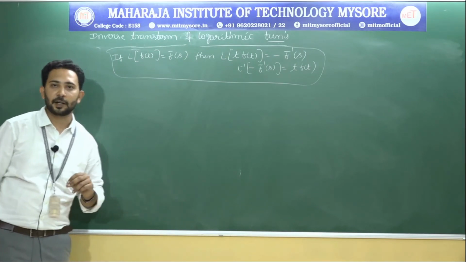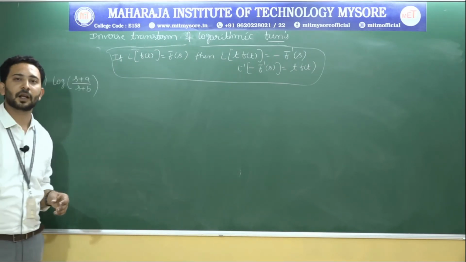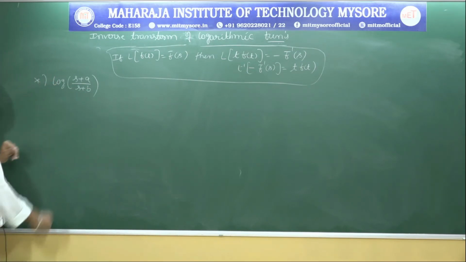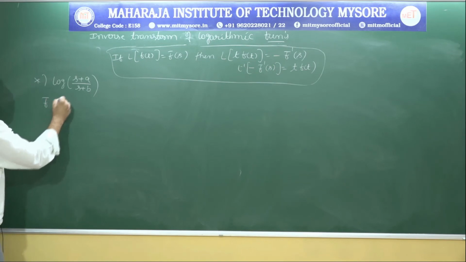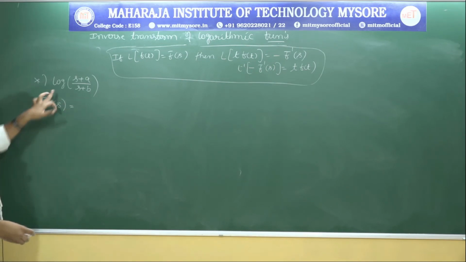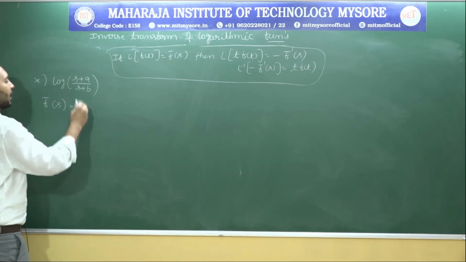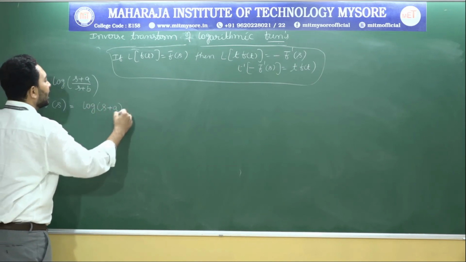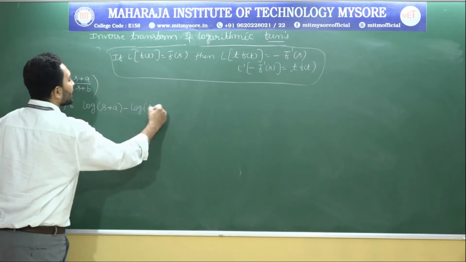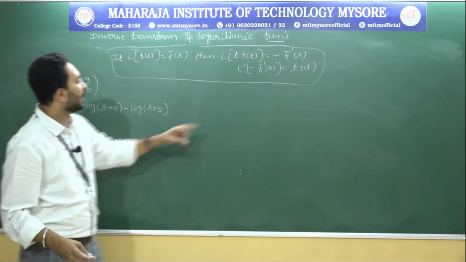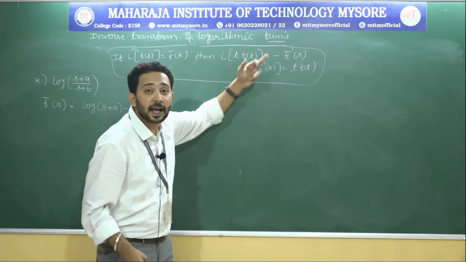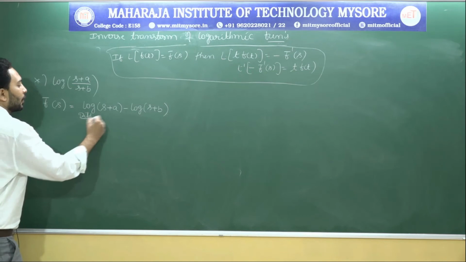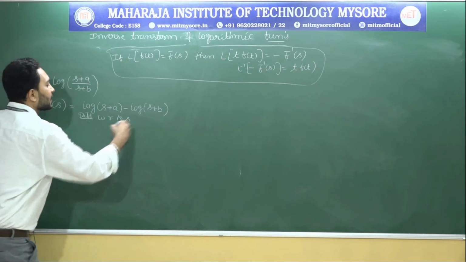Now I will use this to get the result. I will explain this with an example. First one, log of (s plus a) by (s plus b). This is our f bar s. To get the inverse, it is in the form of log of m by n. What is log of m by n? It is log m minus log n: log of s plus a minus log of s plus b. We have f bar s now, I require f bar dash, so differentiate with respect to s.